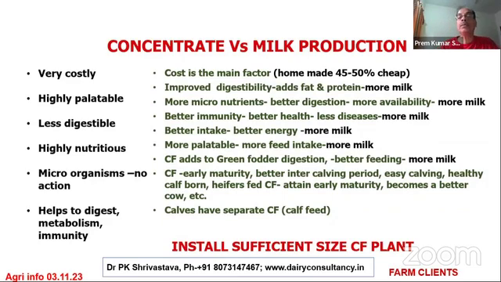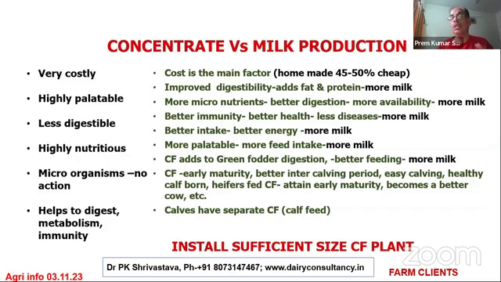Now come to concentrate versus milk production. If these things are to improve, the concentrate has to be very important. Importantly, it is a very costly item and has to be chosen after a lot of calculation. Highly palatable. The cow wants to eat as much as possible, so we have to be restrictive and feed a measured quantity. It has less digestibility. There is a purpose behind that: it cannot be digested so quickly because it is a protein. Mostly it is protein and fat.